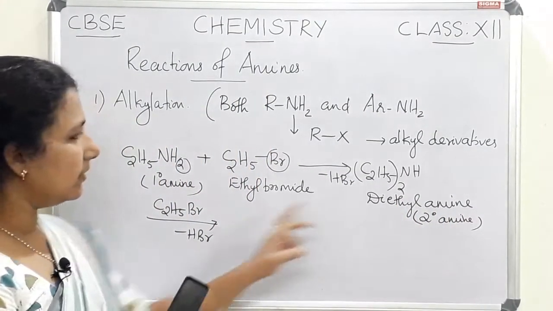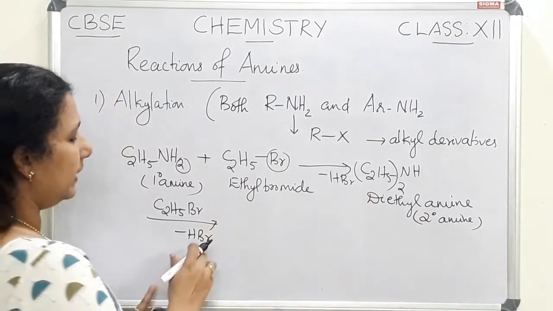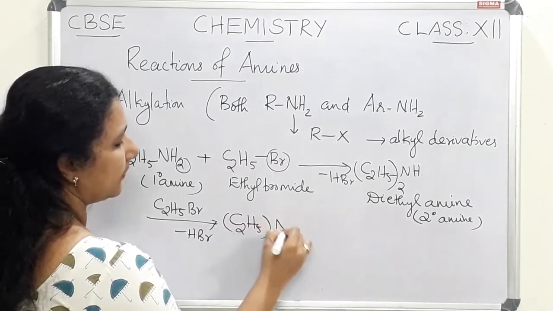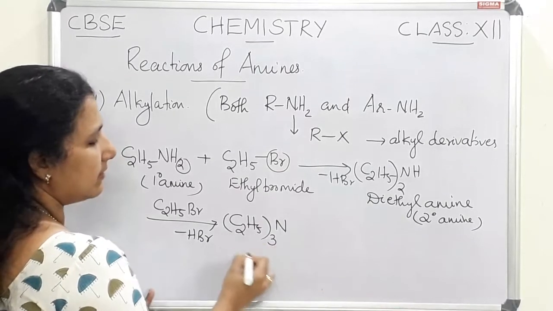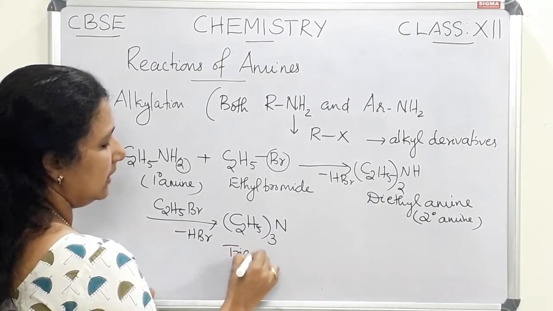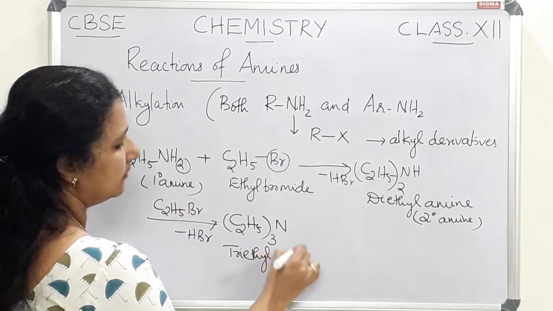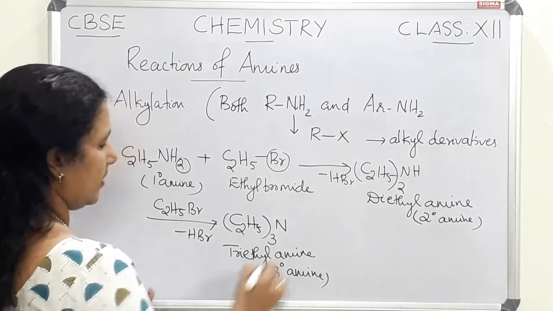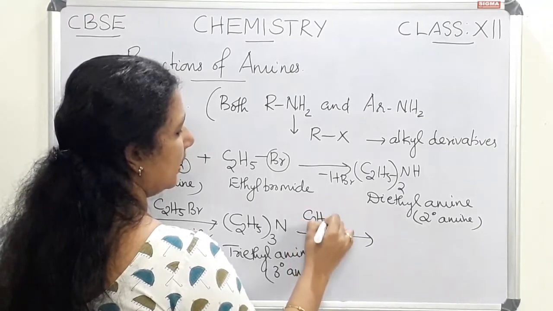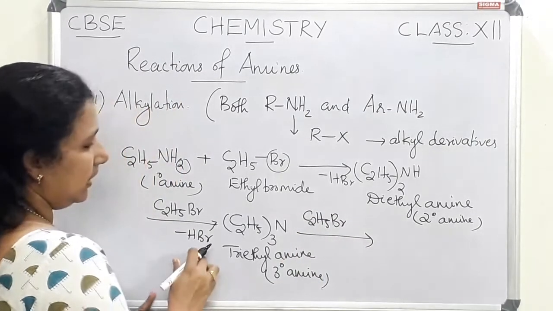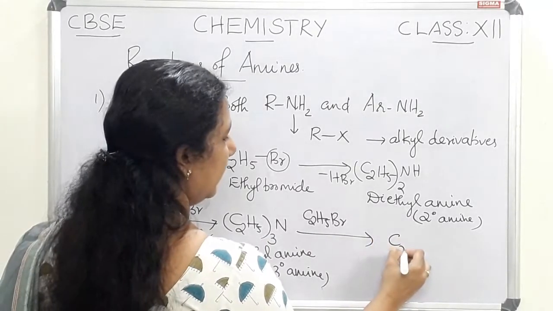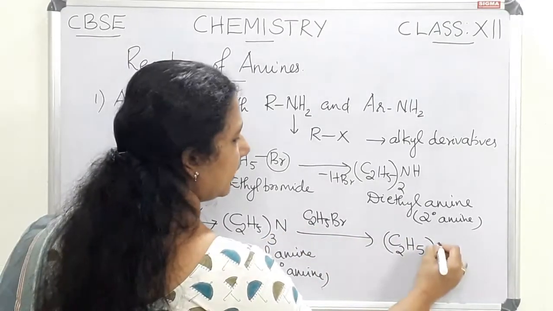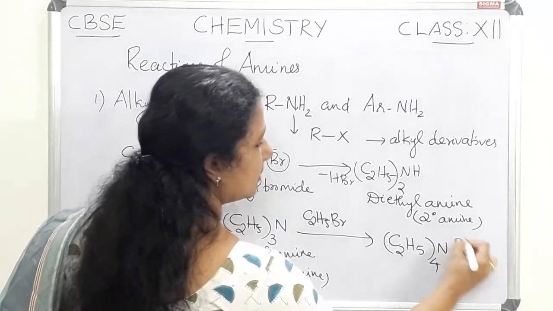In the next step again H and Br will be eliminated and the next product will be (C2H5)3N. This is the characteristic group and this is triethyl amine, and this is a tertiary amine. Again C2H5Br is added. Here there is no elimination and the final product will be (C2H5)4NBr. So this is the final product.